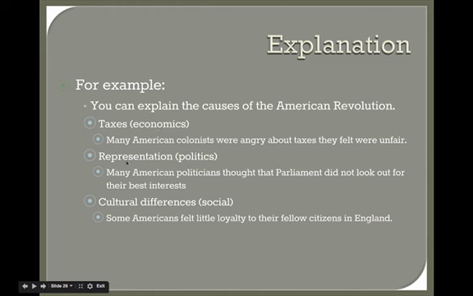Then you go on in paragraph 2 and say another reason is politicians thought that Parliament didn't look out for their best interests. And then in your third paragraph, you say there were cultural differences, there were social differences, that some American colonists didn't feel loyalty towards their fellow citizens in England or towards the government itself. So look, you have 3 different reasons here, which are very good arguments. Taxes, representation, and cultural differences might be your 3 reasons there.